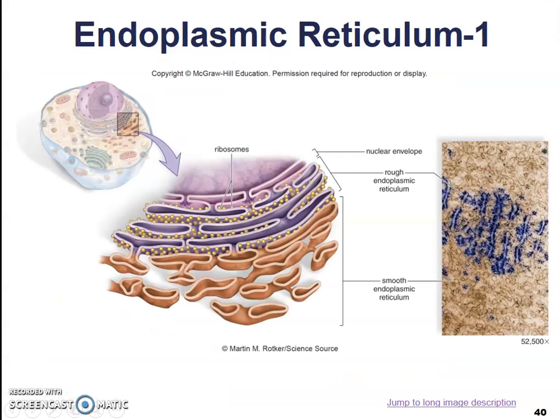So here is a diagram. Okay, you'll see here that the ER is studded with ribosomes, so we know that this is rough endoplasmic reticulum. And here, there are no ribosomes, so this has to be smooth endoplasmic reticulum.